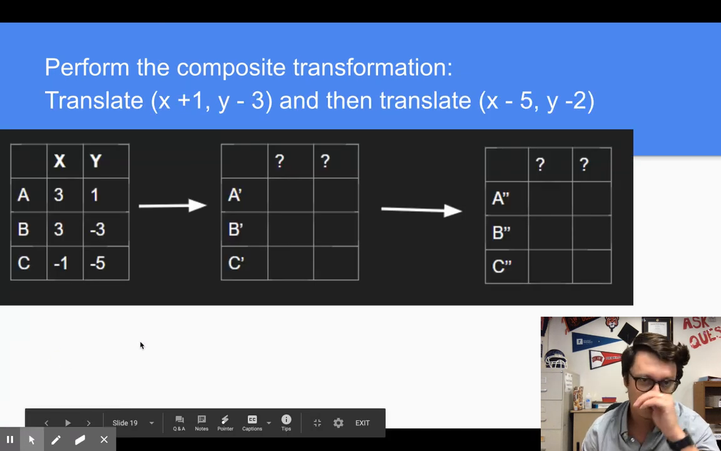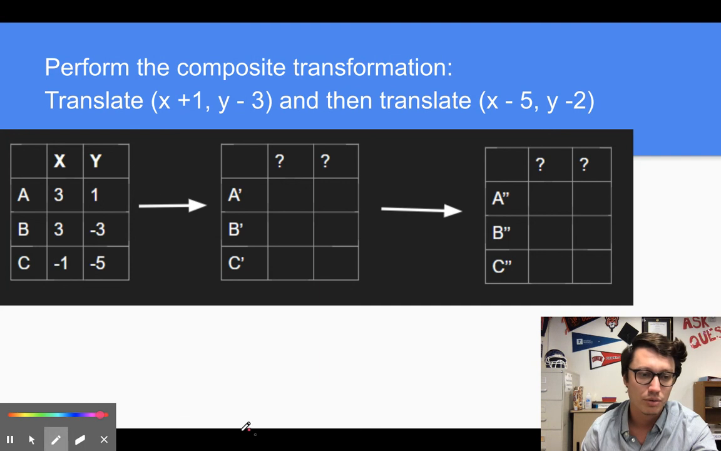Okay, perform the composite transformation. We're doing two translations. Okay, here we're adding 1 to x. Here we're subtracting 3 from y. So we're adding 1 to our x values. 3 plus 1 gives us 4. 3 plus 1 gives us 4. -1 plus 1 gives us 0. And then we're subtracting 3 from our y values. 1 minus 3 gives us -2. -3 minus 3 gives you -6. -5 minus 3 gives you -8.